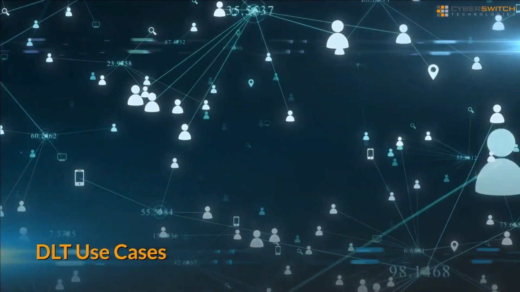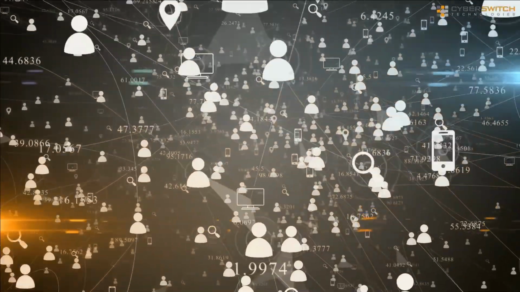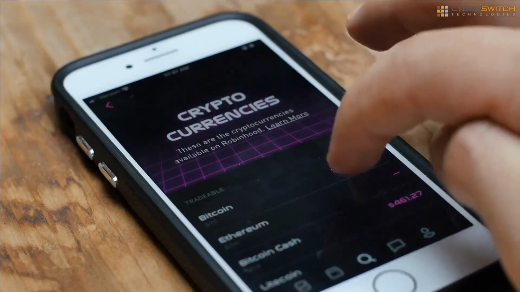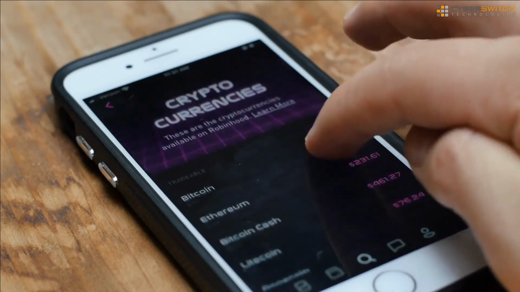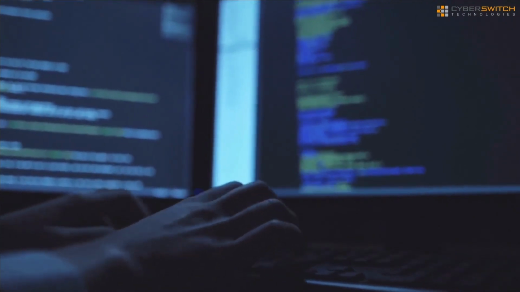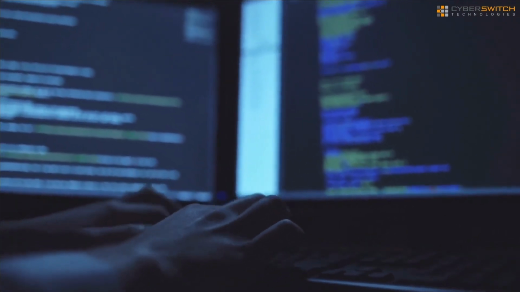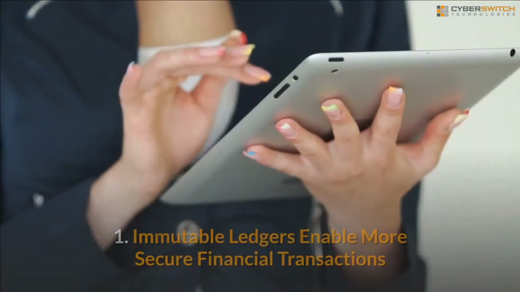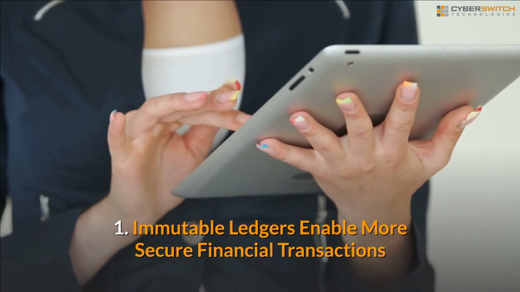DLT use cases. Blockchains are being explored and implemented across a wide range of digital trust and exchange use cases. This is occurring in various sectors, beyond cryptocurrencies, who use it as a contractual backbone of trust in the digital age. DLT is positioned to be one of the fastest developing digital technologies and evolutions in the next several years, with several important use cases in the digital transformation of many processes and sectors. 1. Immutable ledgers enable more secure financial transactions.